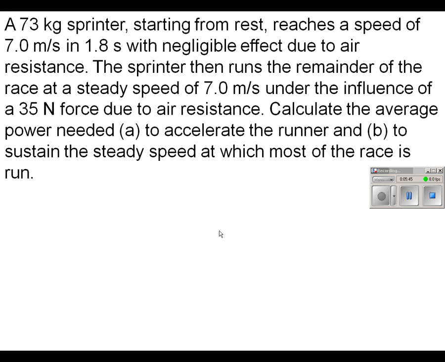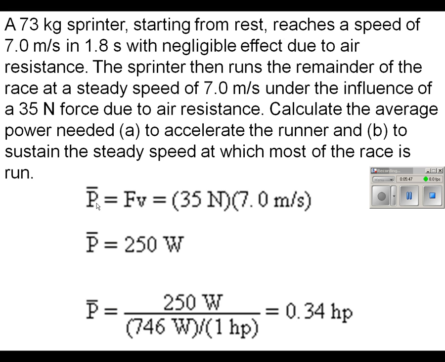Now we're going to go ahead and do part B. And we're going to use the idea of power equals force times velocity. We went at an average velocity, a constant velocity of 7 meters per second against a force of 35 newtons. So it took 250 watts to sustain that steady speed against that force of 35 newtons of air resistance. And that was 0.34 horsepower. So to get up to that speed took more power than it took to maintain that speed.